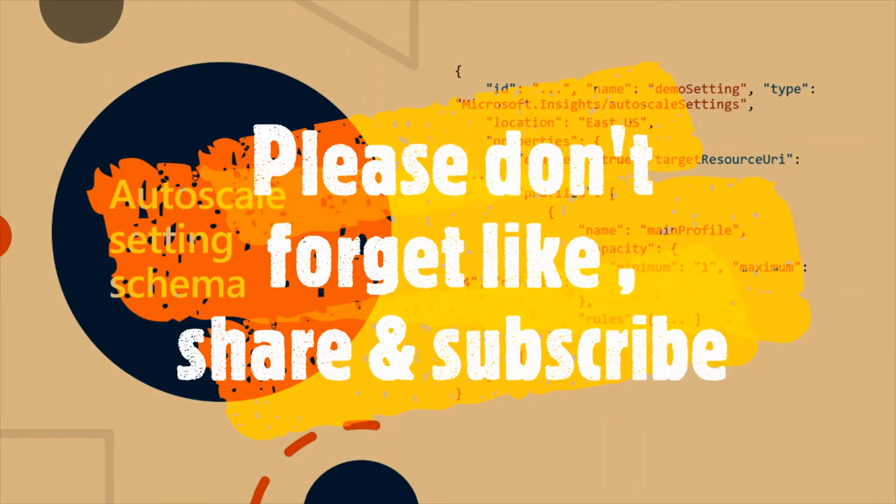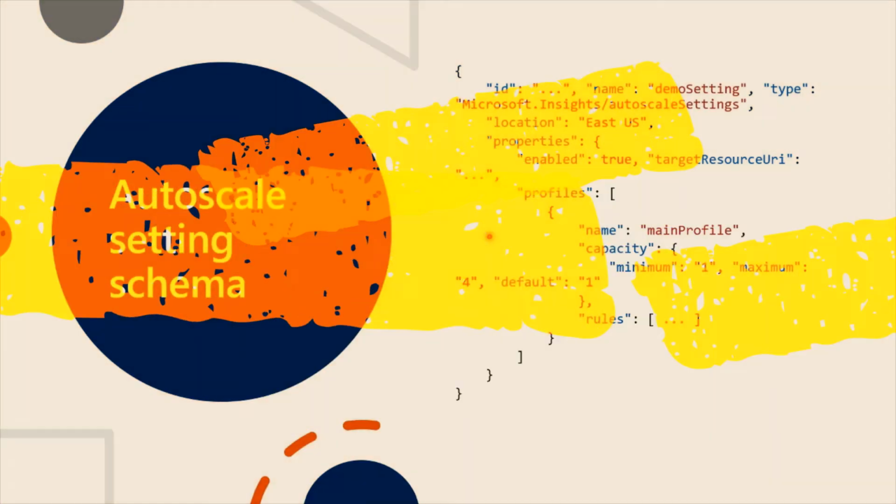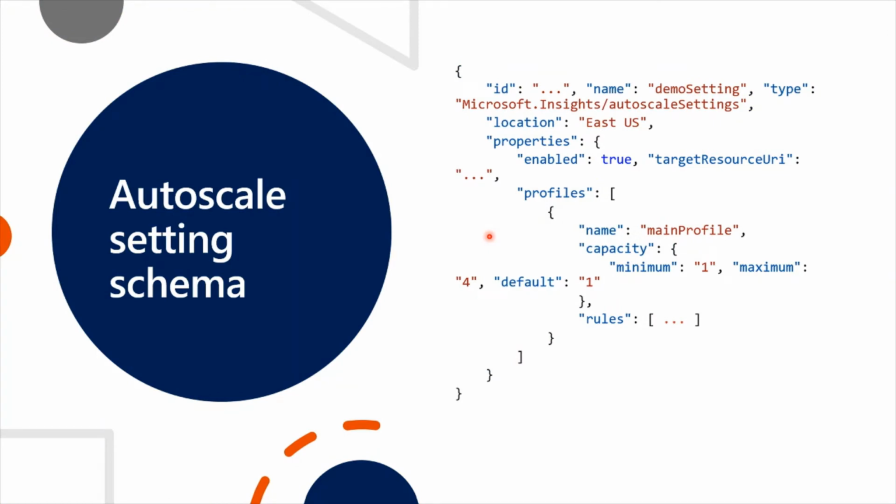Autoscale setting schema. As you can see, autoscale settings help ensure that you have the right amount of resources running to handle the fluctuating load of your application. You can configure autoscale settings to be triggered based on metrics that indicate load or performance, or triggered at a scheduled date and time. Here you see one profile in the example, an array of profiles, and an array of rules. In the profile you have an array of rules, and by defining these rules, you can autoscale. So this is your autoscale settings schema.